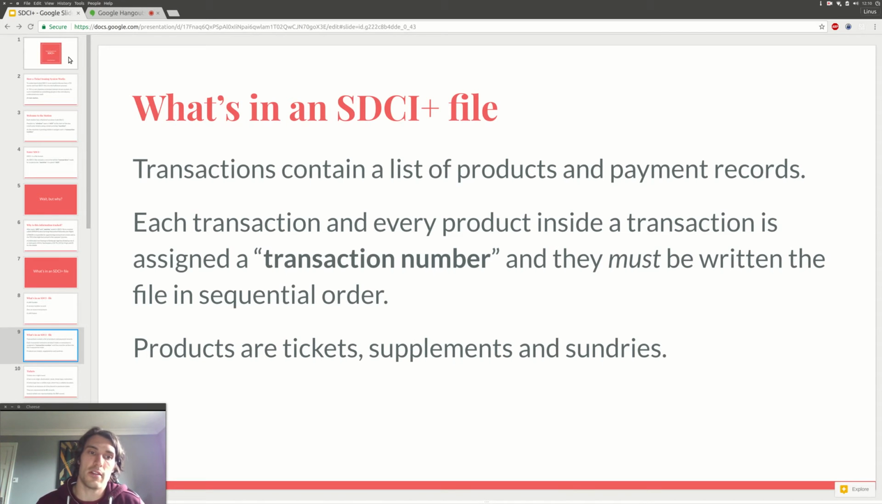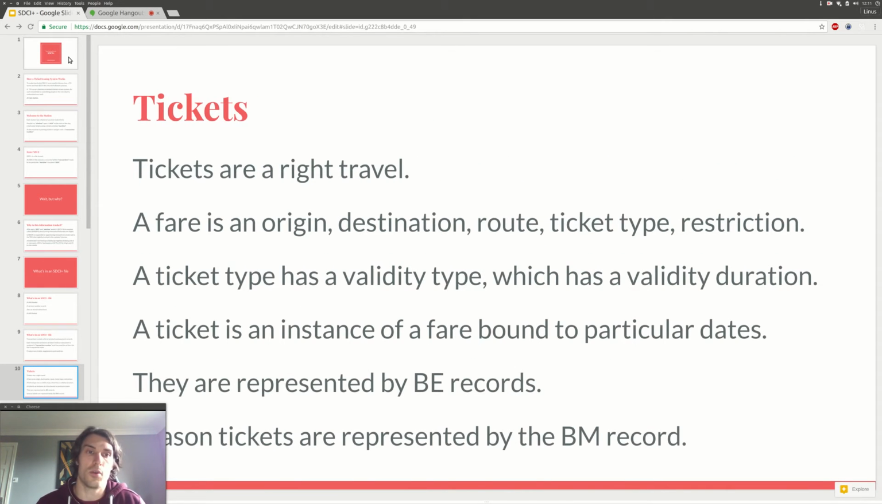And I've said that a transaction contains products and payment records. So you may be wondering, what's a product? In our system, the products are tickets, supplements and sundries. Now, tickets are basically just a right to travel. I'm sure there is a more complete definition of what a ticket is, but it's not necessarily something physical. As we know, there are barcode tickets, there are other things. It's just a right to travel, right?